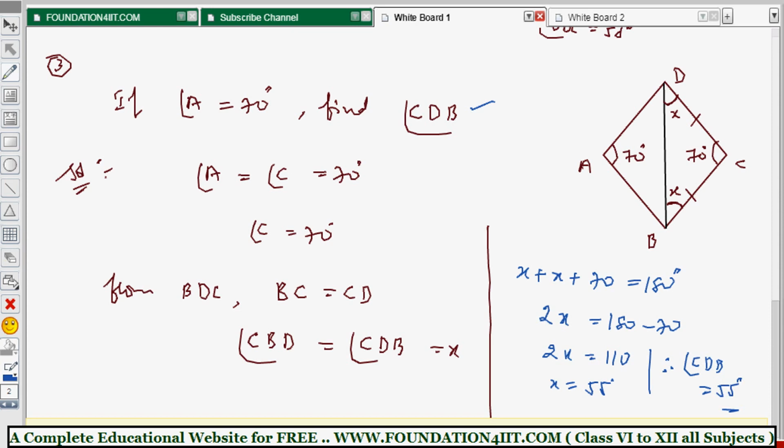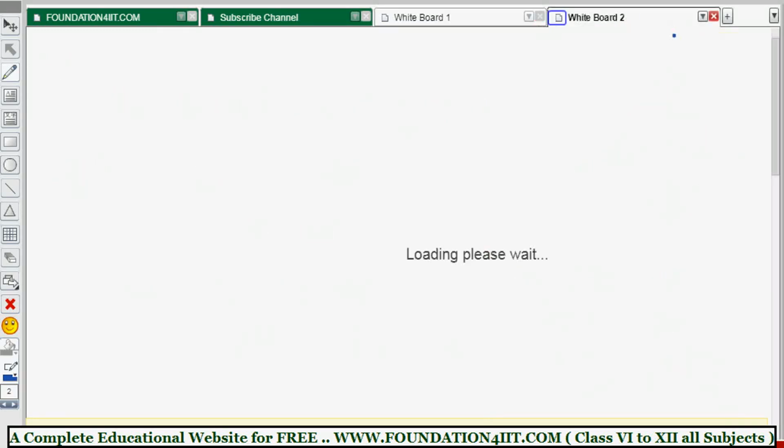Yes, so we only need to apply the properties. And we'll see one word problem. This is in quadrilaterals, where word problems will come. Let me show you.